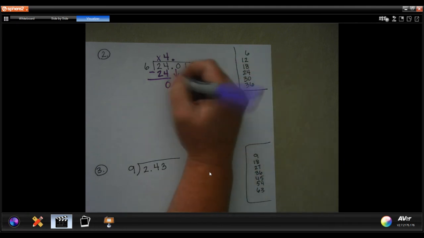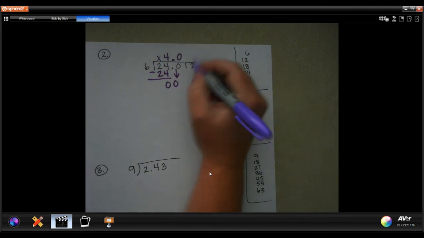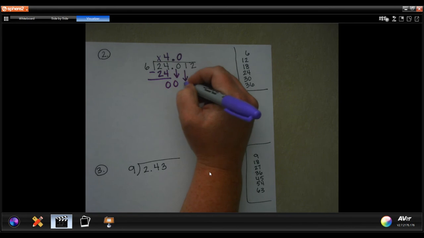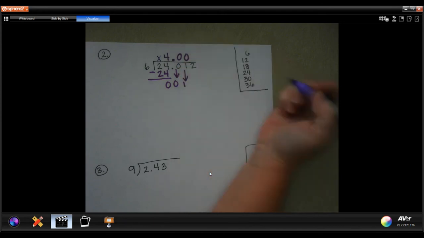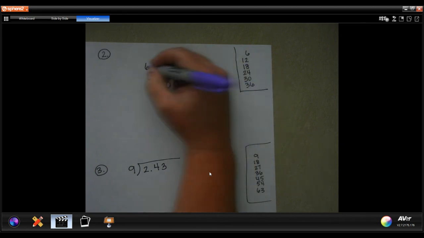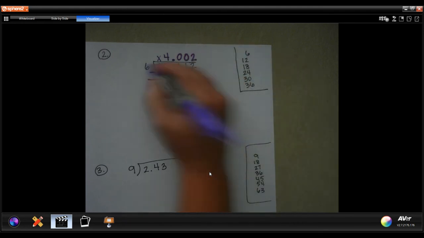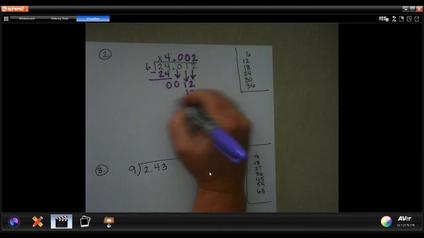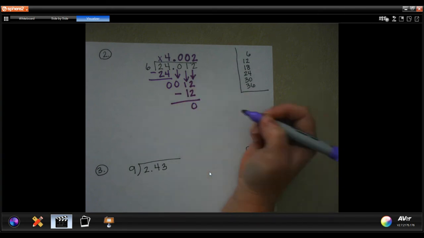Now I get to bring down and do it all over again, except this one I can skip part of it because 6 is not going to go into 0. So as long as I put that placeholder right there, I can bring down my 1. 6 still isn't going to go into 1, so I'm going to put a 0. Now I can bring down my 2. 6 will go into 12 2 times. 2 times 6 is 12. Subtract, get 0. 0 is done.